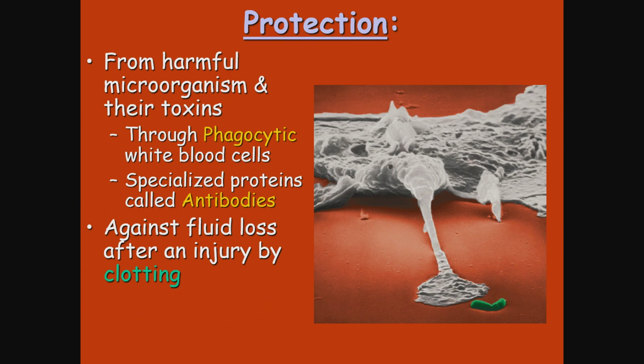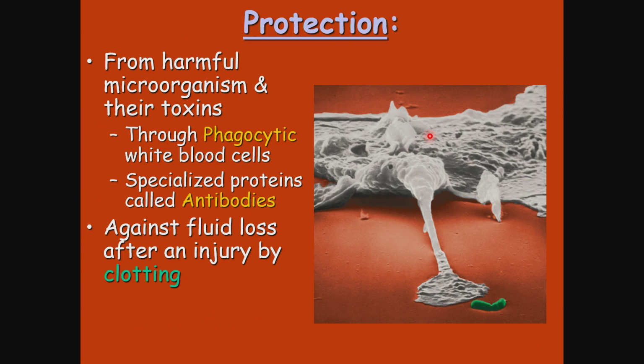Protection. What does our blood protect us from? Well, it's full of white blood cells, so it protects us from harmful microorganisms and their toxins. And what the white blood cells do is phagocytosis. This is a little picture of a white blood cell sending out its pseudopodia and lassoing this microorganism, and it'll bring it back in and destroy it.